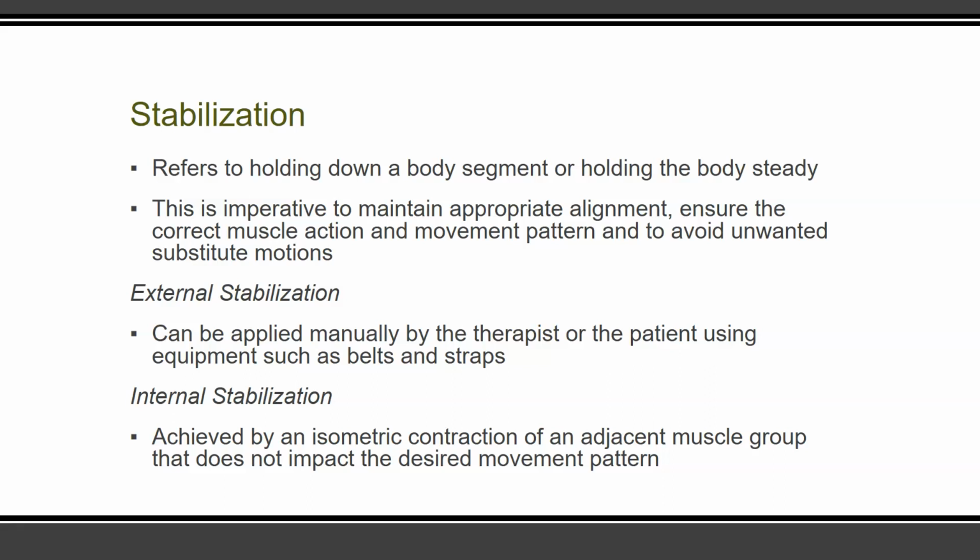The other thing that's an external stabilization could be straps or belts. So sometimes we have someone who's relatively compromised post-stroke and the core can't stabilize. We may be actually strapping them to a chair or on a table.